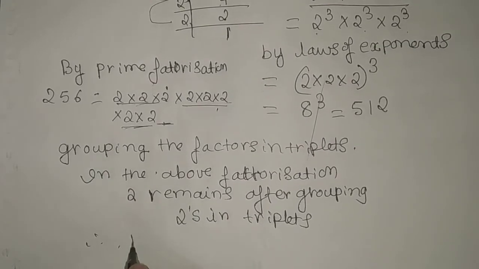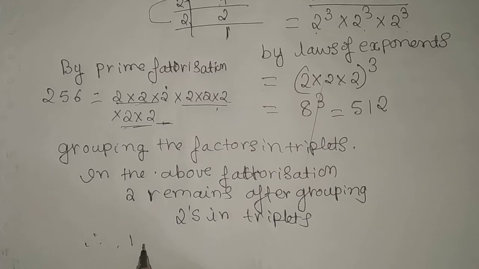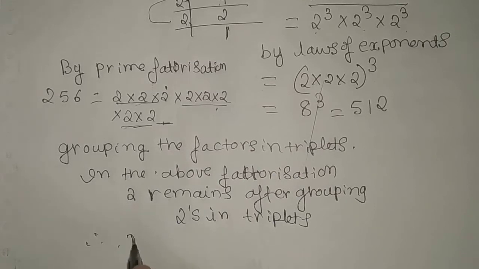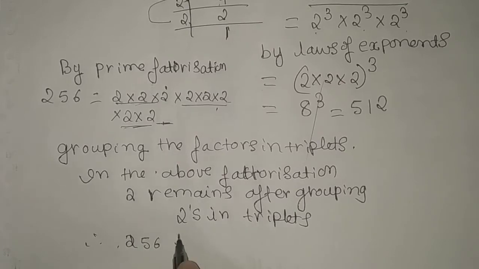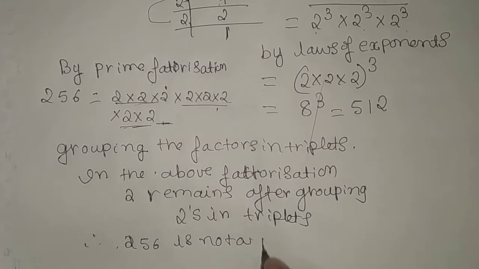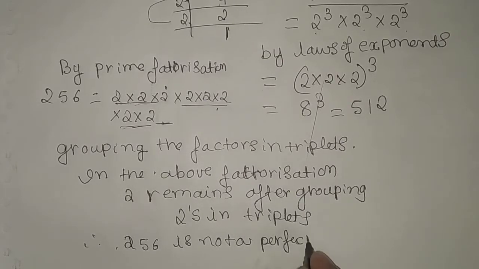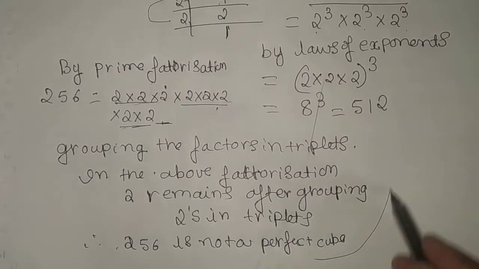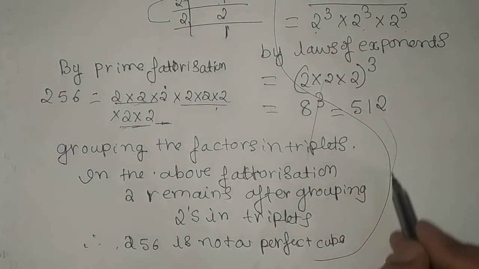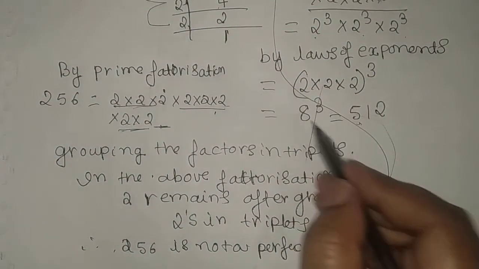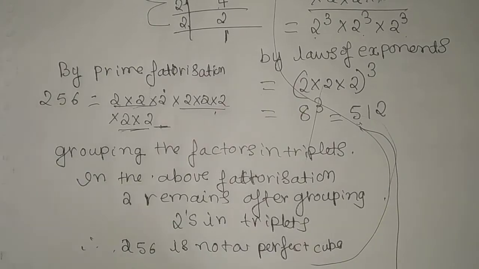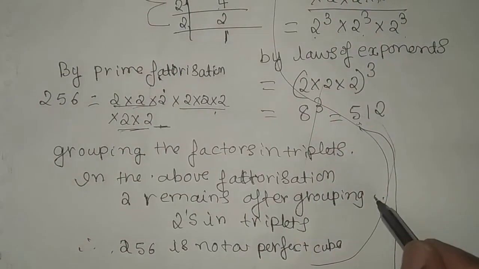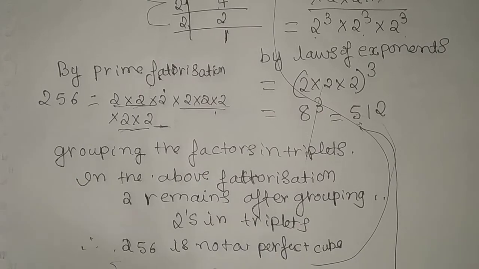Therefore finally, 256 is not a perfect cube. So after this write down these steps, and then we write this. First write down this step, then continue with this last. Finally we have to write.